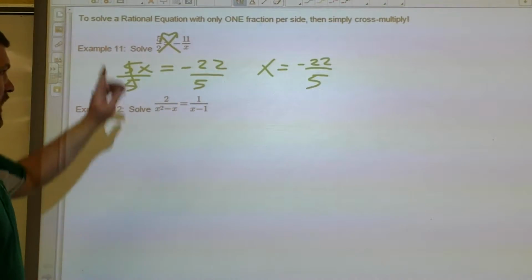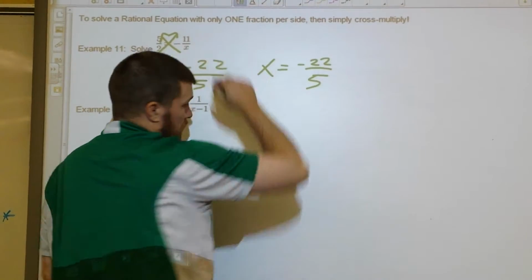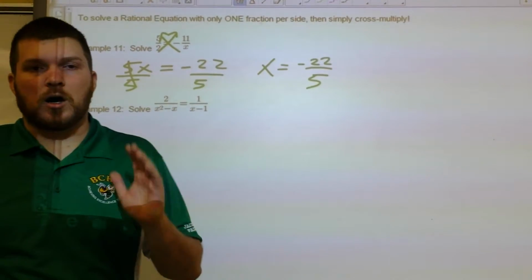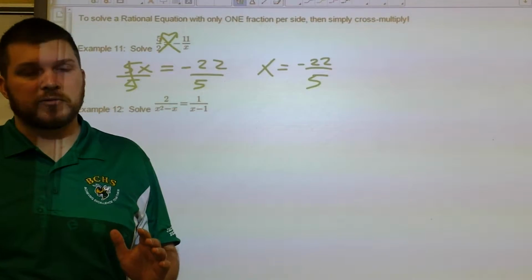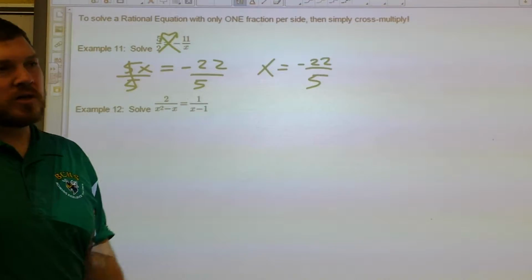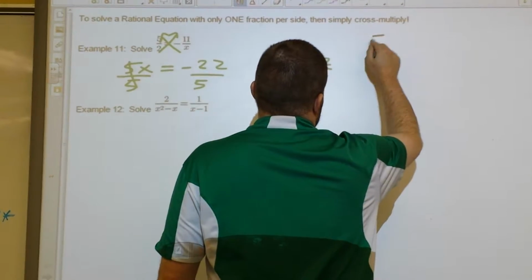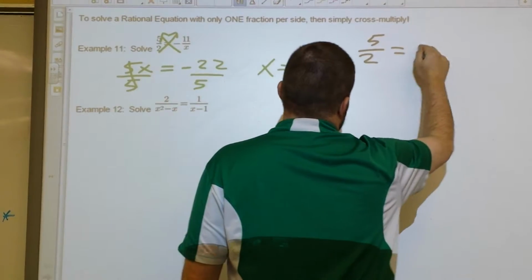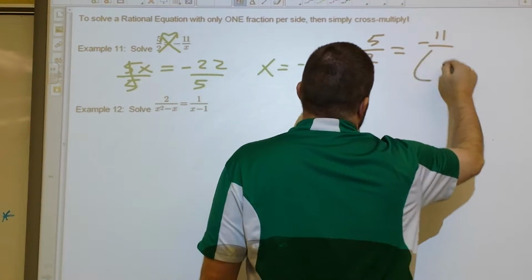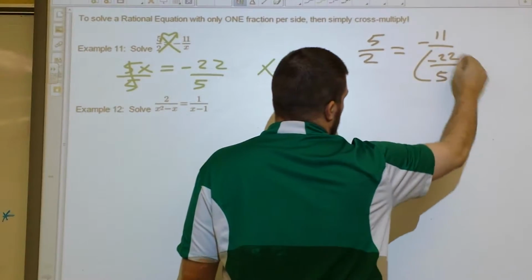Now, since it's a rational equation, I want to go back and do my scratch work and plug into the original problem. It's always important you go back and plug into the original. Don't plug into your simplified version. Always plug into the original when you're checking for extraneous. So, scratch work, I have 5 halves equals negative 11 over, I'm plugging in, so I'm going to put it in parentheses, negative 22 over 5.